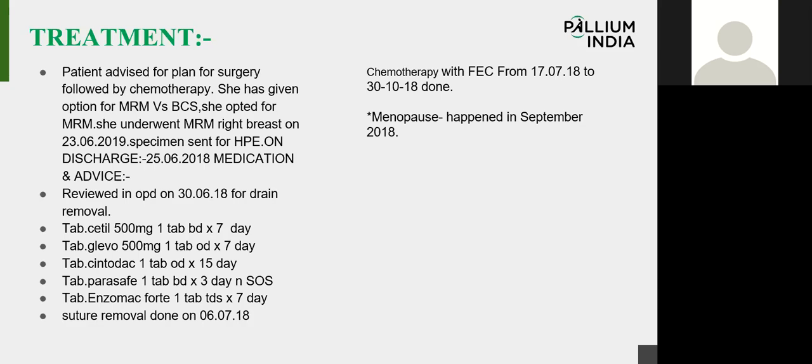She had 6 cycles of chemotherapy, and in between these phases, menopause occurred in September 2018. Initially, the patient was 47 years of age but had not had menopause, and after, I think, the 3rd chemotherapy, she had menopause. Next.